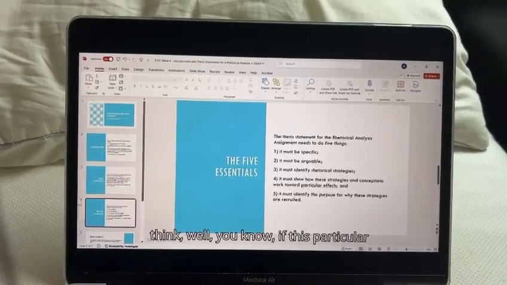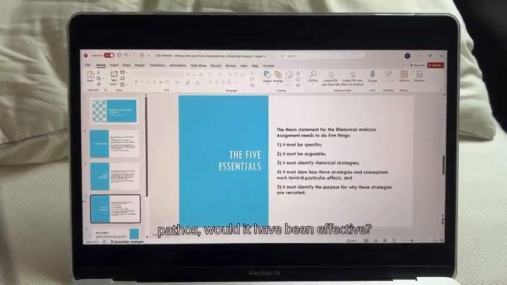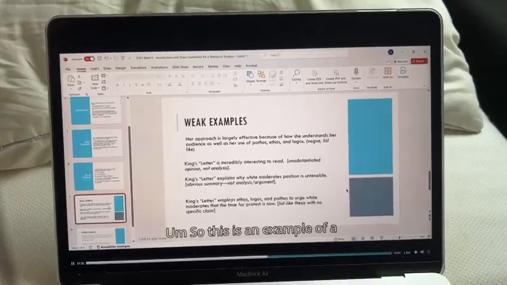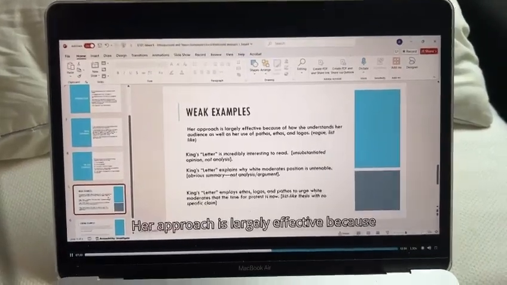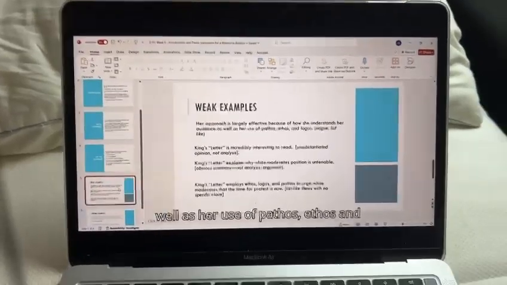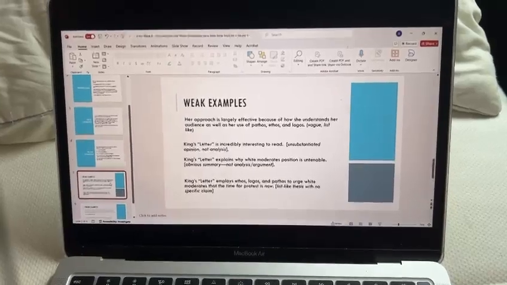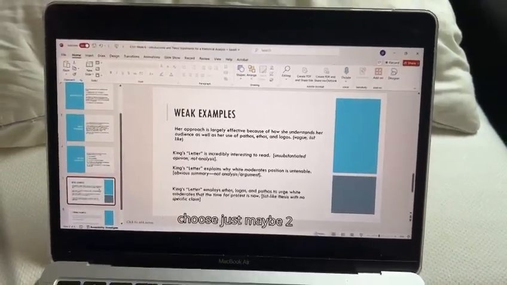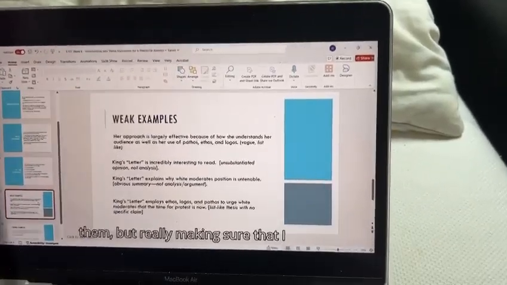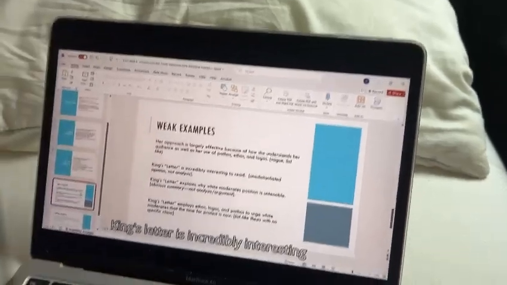So you might like to think, well, if this particular TED Talk had used a lot more logos than pathos, would it have been effective? So some weak examples. This is an example of a thesis statement that needs some work. Her approach is largely effective because of how she understands her audience, as well as her use of pathos, ethos, and logos. So again, this is vague, and as I talked about, we don't want this shopping list type of thesis statements. So really try to choose just maybe 2 appeals and talk about them in a more specific way, ideally not even naming them, but really making sure that I understand what you're talking about as your reader.